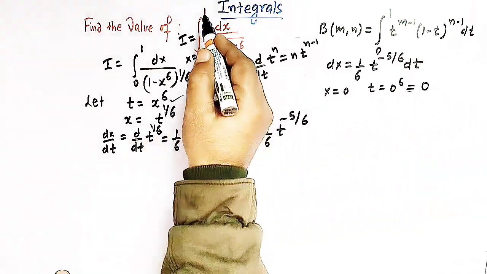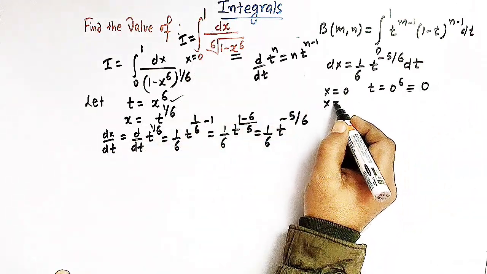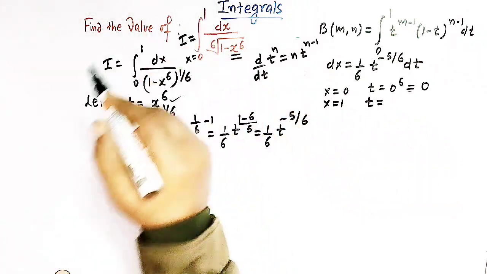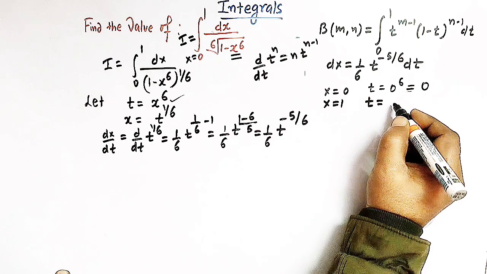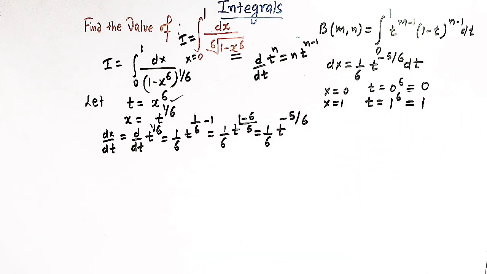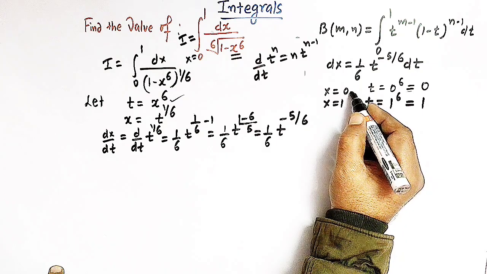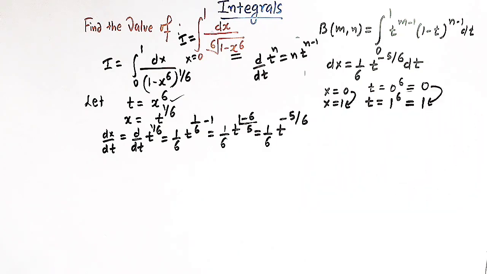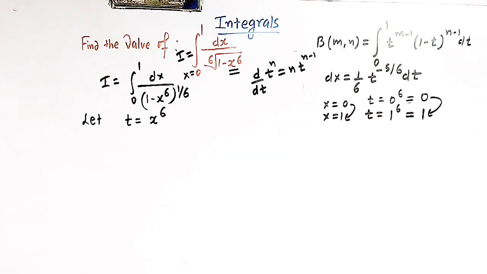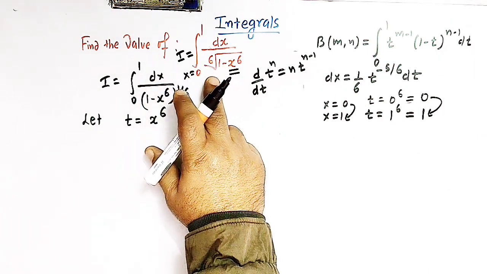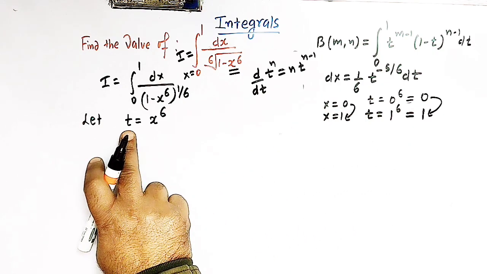And when x is equal to 1, we have t is equal to 1 raised to 6, that is simply 1. So when x varies from 0 to 1, then t varies from 0 to 1. Now let us write the value of this integral I in terms of t.